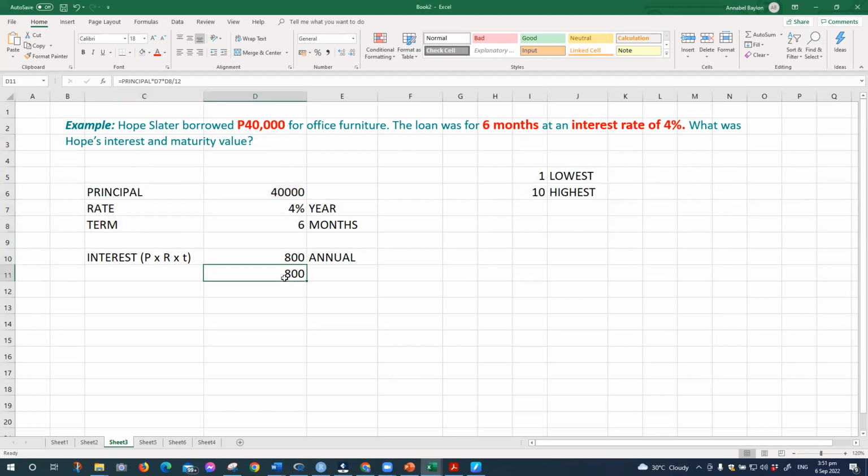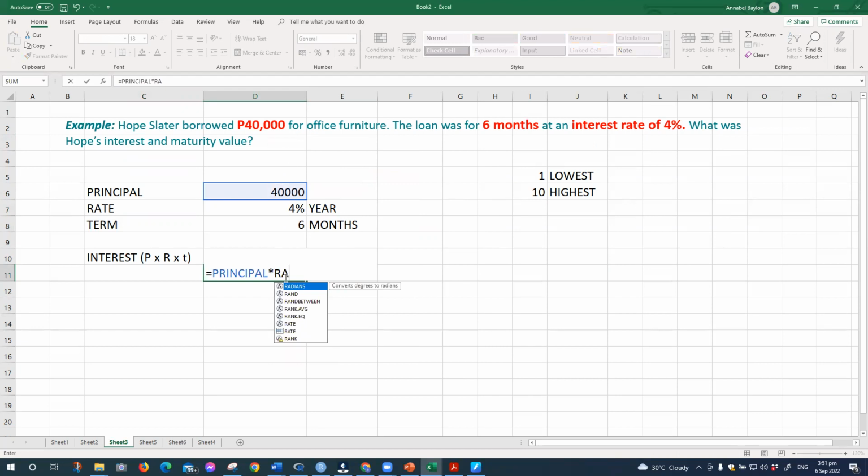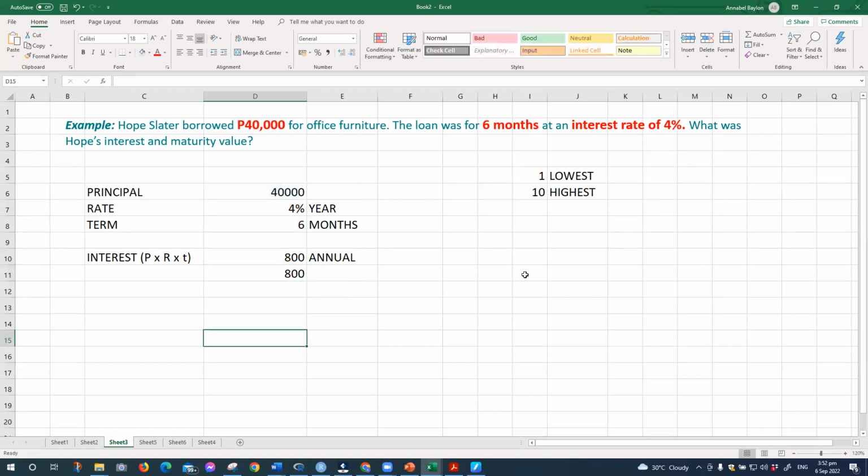Okay? And then let me now use that. Principal, and di ba? Ayan si principal. Times si rate. Ayan, no? So let's go down. Yan si rate, tab. And then times term. Ayan si term. Tab. Ayan yung tatlo. So ginamit siya sa formula ni Excel. And then we have to divide it by 12. Right? Principal times rate times the term. Okay? So enter, 800. Okay, so mga additional features lang ni Excel yun.